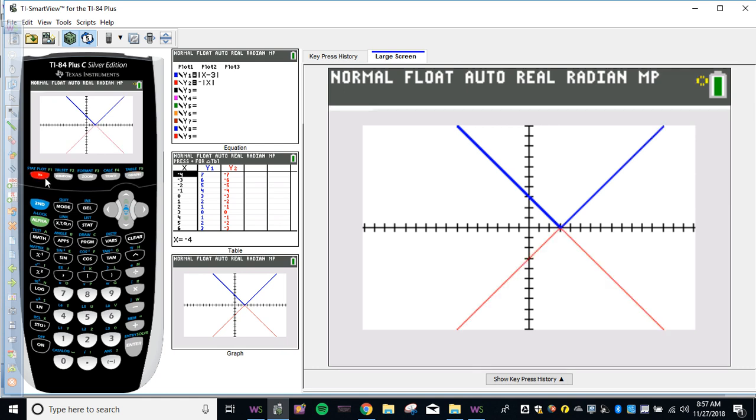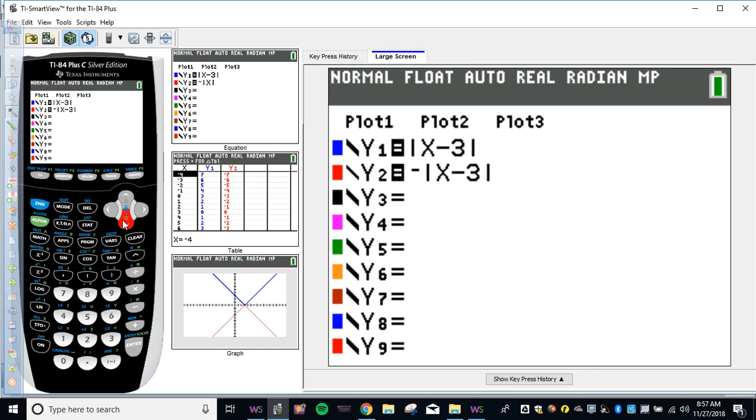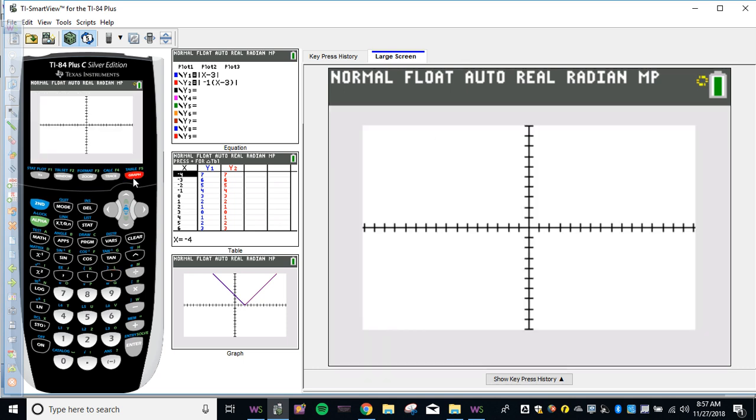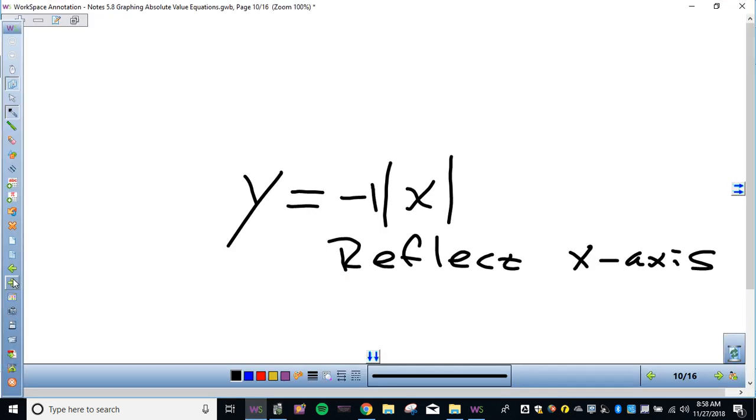So wait, let me show you though. If we, instead of have the negative there, it's kind of complicated how this works, so bear with me for a second. So now the negative's inside, and I haven't changed what's in the parentheses at all. So here's the parent where we're just moving it right 3, and this is the reflection over the y-axis. Same. It's weird, right? So, okay.